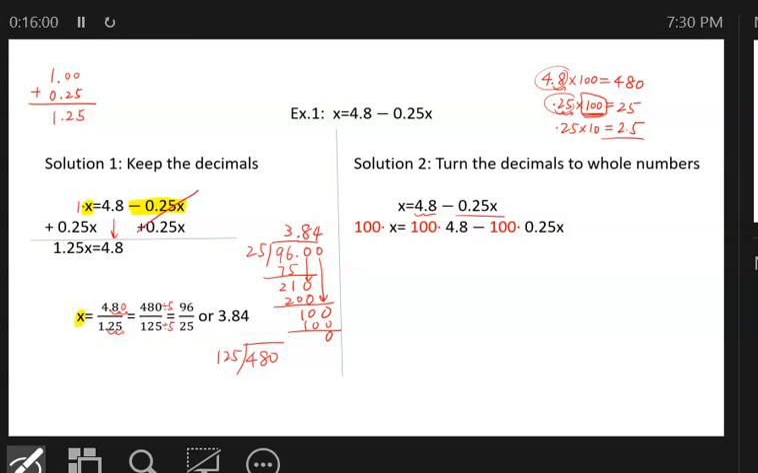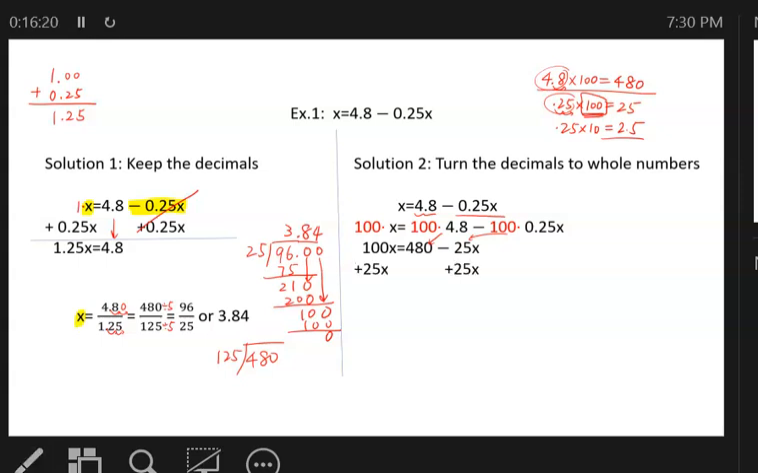So now we have 100x equals 480, as we just did right here. And 100 times 0.25 gives us 25. So now we got rid of all the decimals, so we only need to deal with the integers or whole numbers.